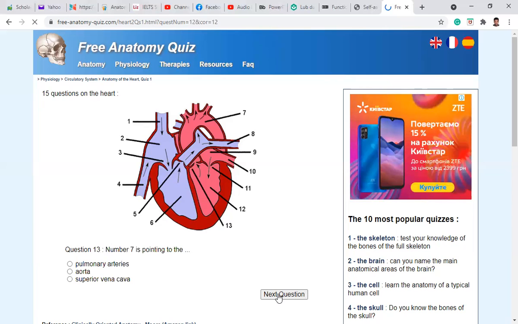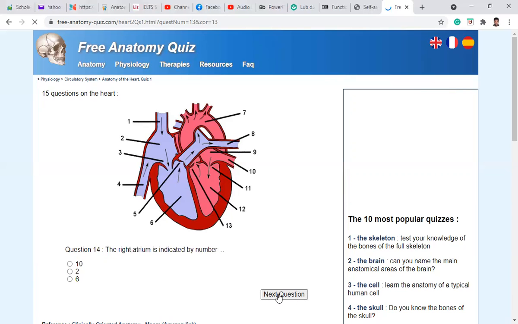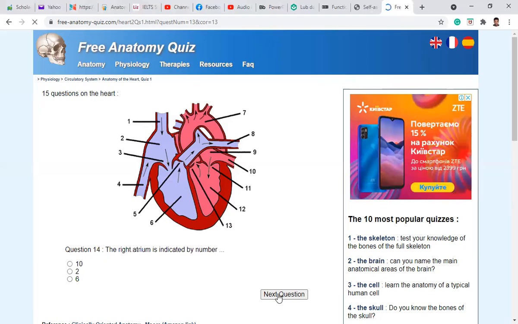Number 7 is pointing to aorta. The right atrium is indicated by 2.